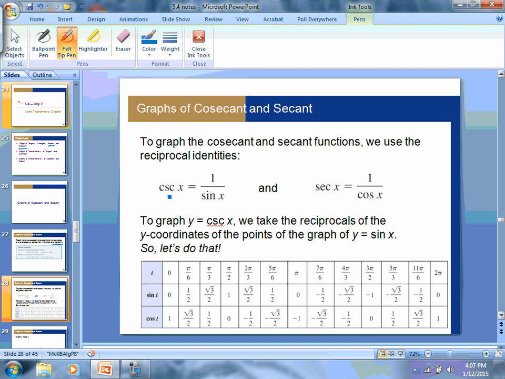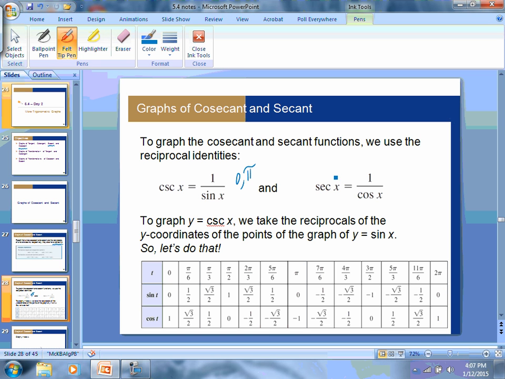Remember that cosecant is the same as 1 over sine, and secant is the same as 1 over cosine. Since these functions have fractions, there are going to be instances where the denominator could be 0. Sine is 0 at 0 and then at pi, so cosecant is going to be undefined at 0 and pi, and also at 2 pi as well.